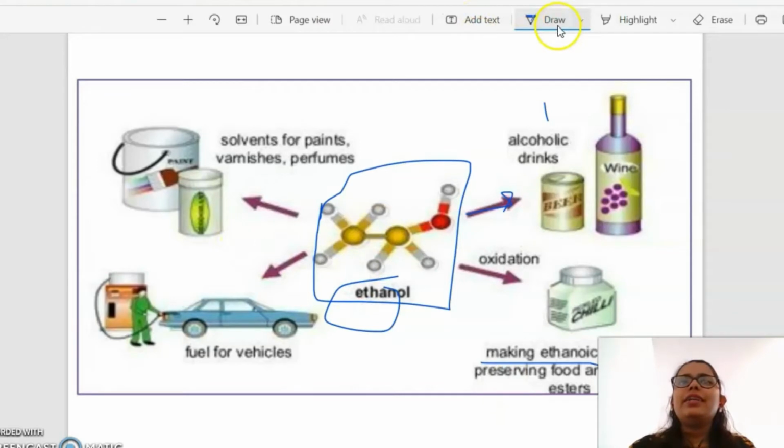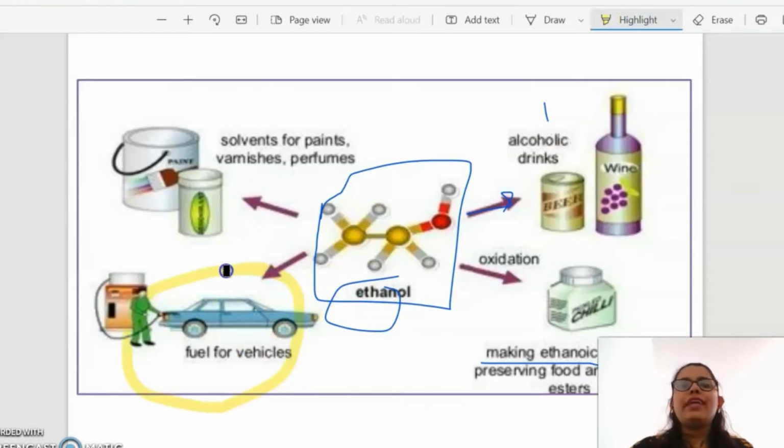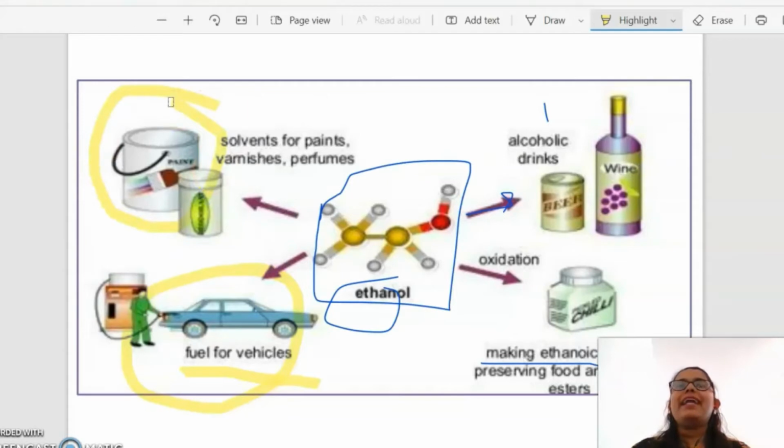The third thing that is very important here, you can see ethanol is also used as fuel for vehicles. In most countries it is used for vehicles. Then the last, you can see it is used for paints, varnishes and perfumes. It is added in those also, and we can use it for painting and keep the paint content for a long time. Okay, so that is all about ethanol.